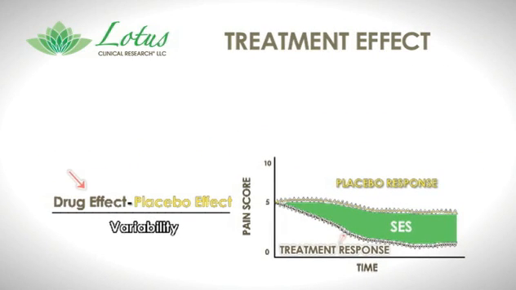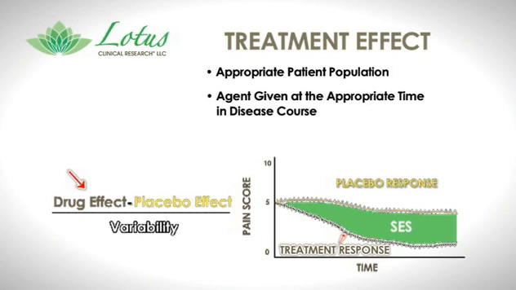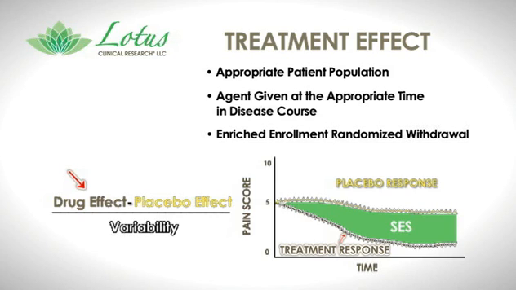Treatment effect can be maximized by picking the appropriate patient population for the study agent, giving the study agent at the appropriate time in the disease course, and finding patients who will most likely respond to the investigational product.